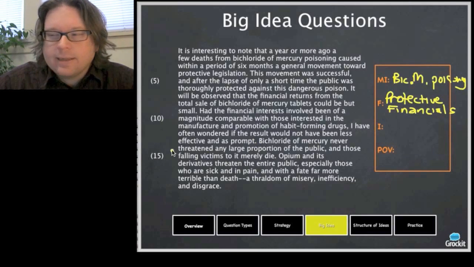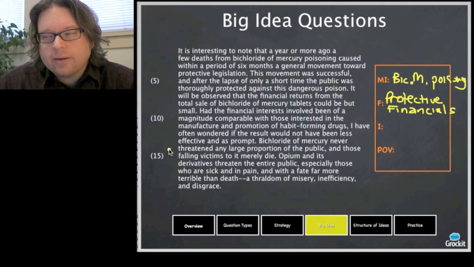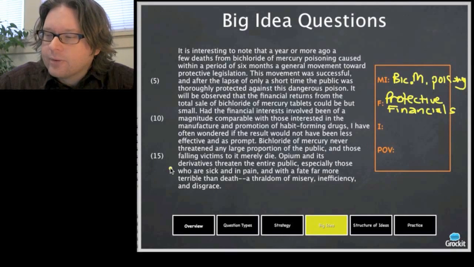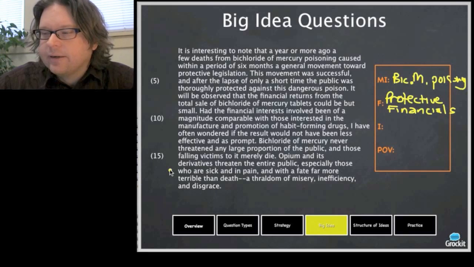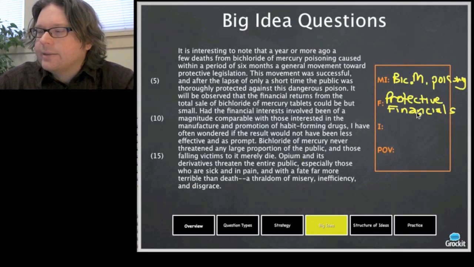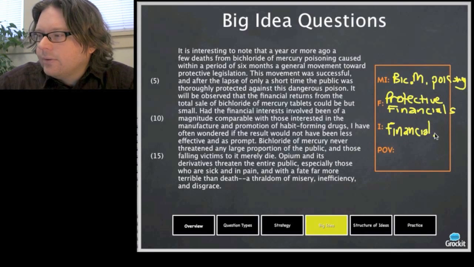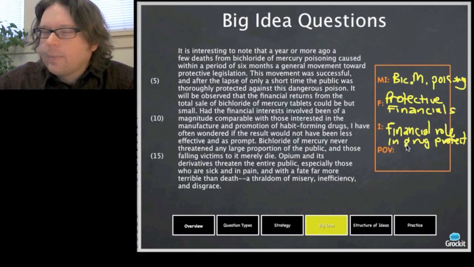Bichloride of mercury never threatened any large proportion of the public, and those falling victims to it merely die. Opium and its derivatives threaten the entire public, especially those who are sick and in pain, and with a fate far more terrible than death, a thraldom of misery, inefficiency, and disgrace. Okay, so that kind of continues that. So I would say the intent is looking at the financial role in drug protection, I guess. I don't know. Something along those lines.